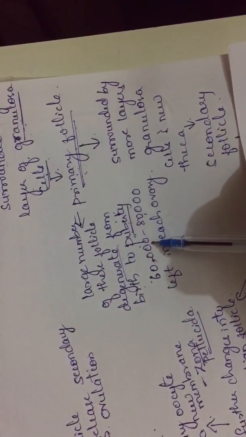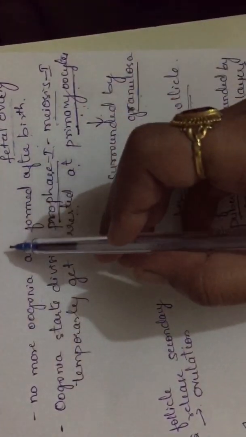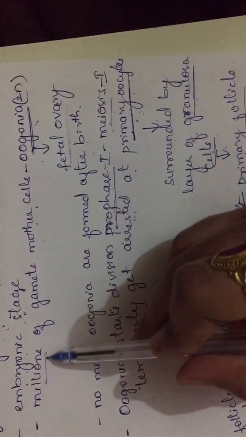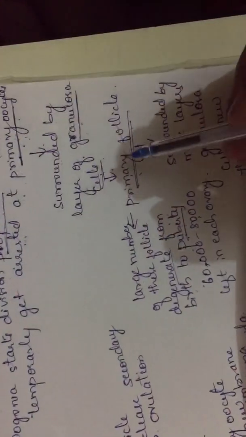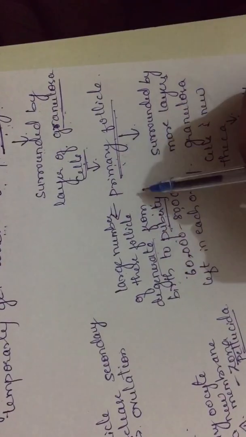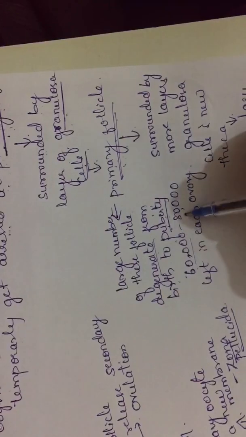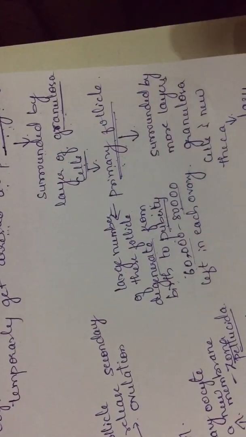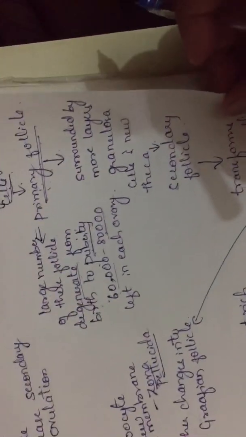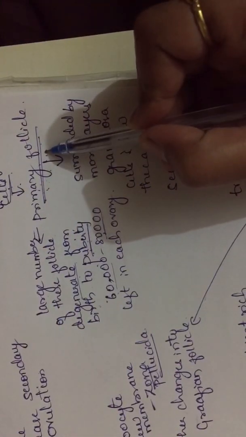Earlier, how many were there? In millions, as we have said here. Now what happened after birth? The primary follicles that were there started to degenerate, till puberty. And when they reach puberty, they are in this number. Now this primary follicle was a primary oocyte which was surrounded by granulosa cells.